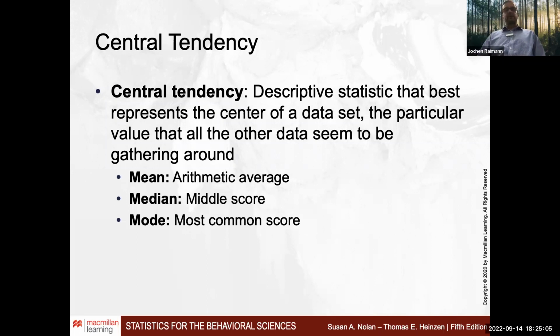The median constitutes the middle score that splits the data at 50% lower than that value and 50% higher than that value. Whereas the mode is the most common score. In a perfectly shaped symmetric normal distribution, mean, mode, and median are identical. It's the same point, the highest peak of that normal distribution curve.